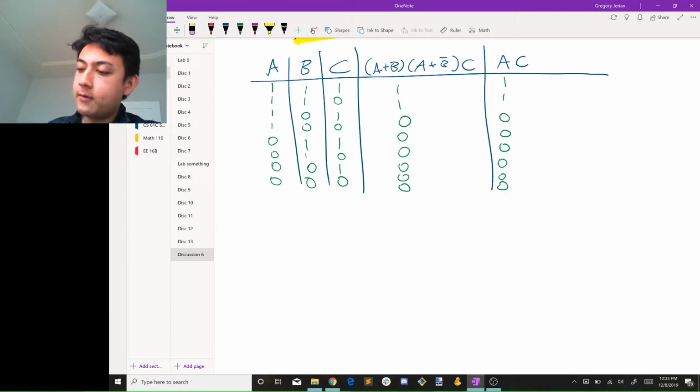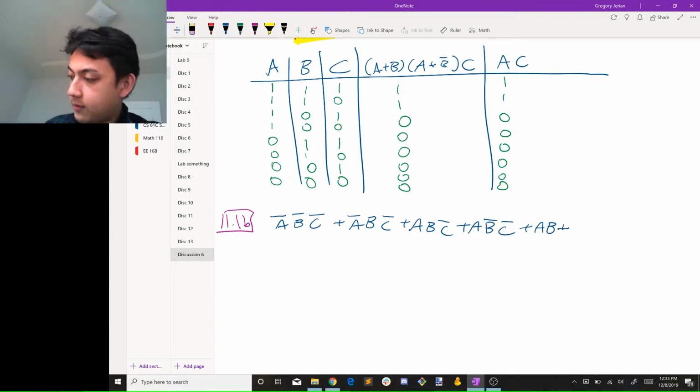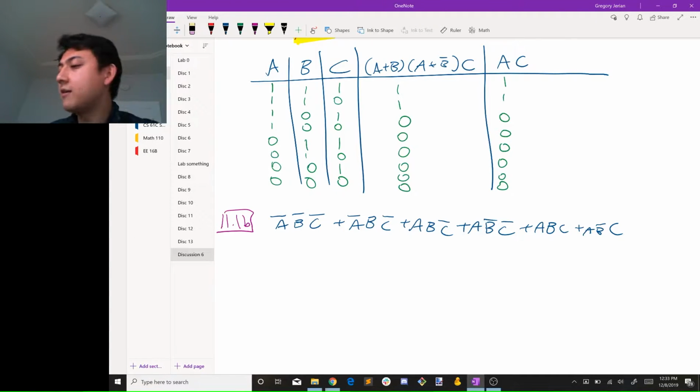All right, 1.1b. So for 1.1b, we have another expression we want to simplify. It looks like this: not A and not B and not C, or not A and B and not C, or A and B and not C, or A and not B and not C, or A and B and C, or A and not B and C. Okay, so this is like every single possible combination. It's actually not, because there's 8. 2 times 2 times 2. There's 8.